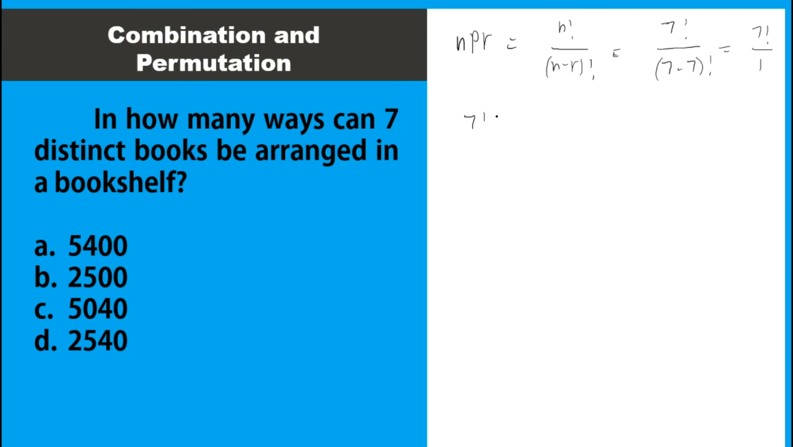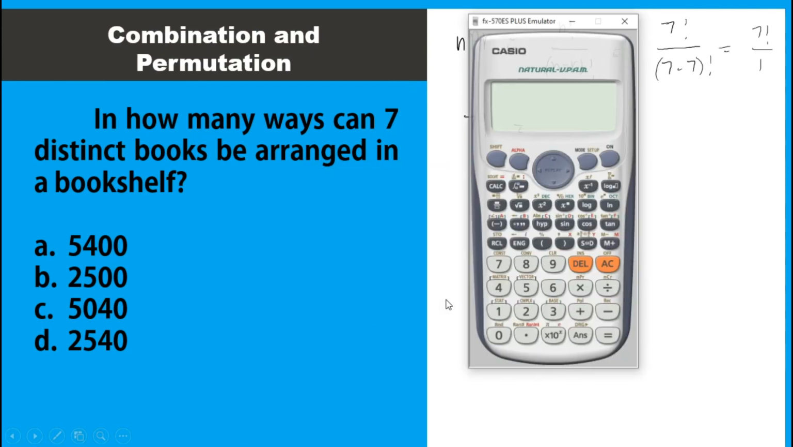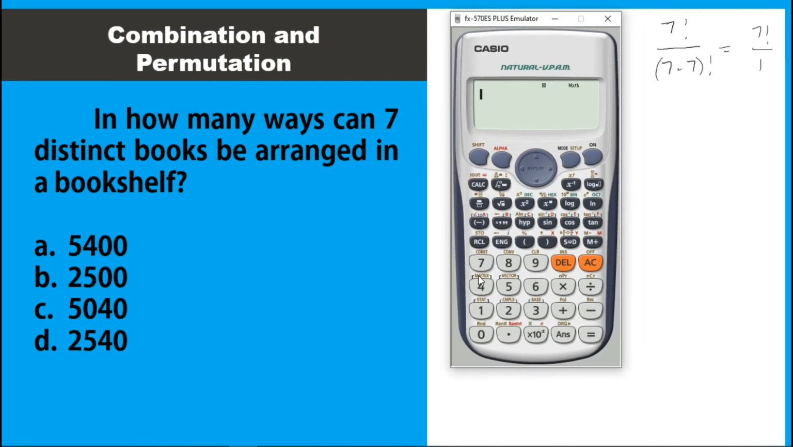So we have 7 factorial. In the calculator, we have 7, and for factorial we have shift x raised to negative 1. So we have 7 factorial, that is 5040. We can also use 7, shift multiply 7, so we have 5040.